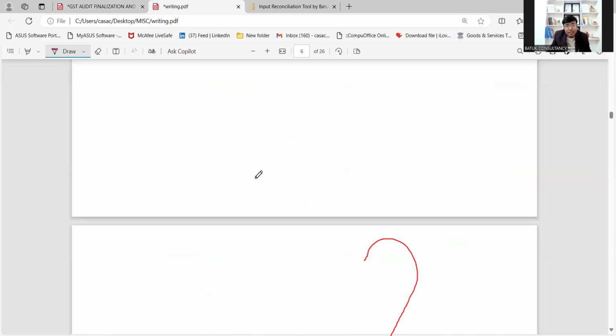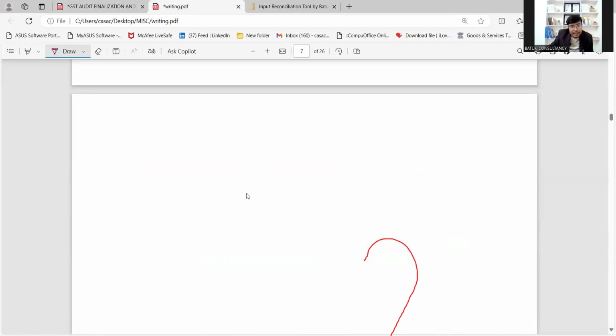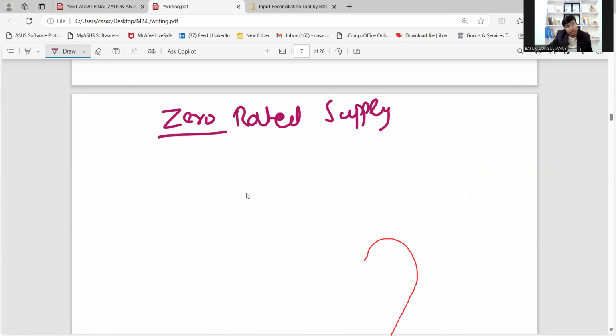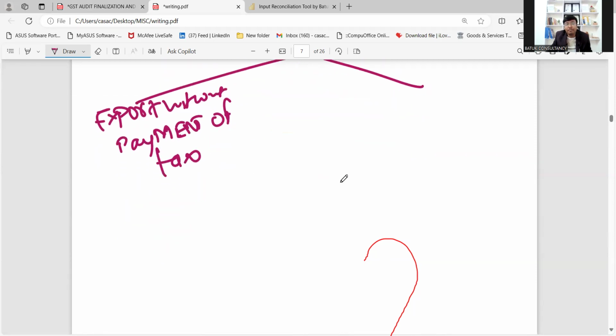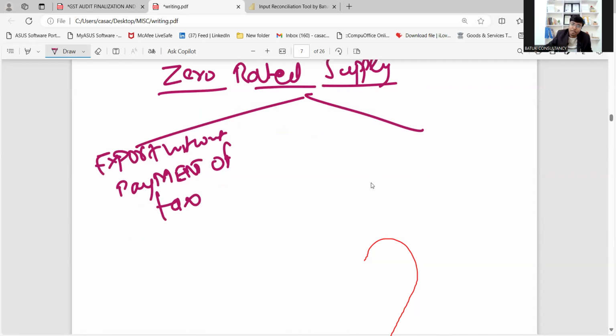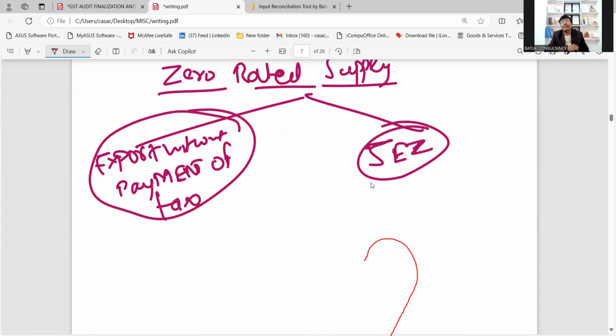Sir, what type of supply is to be classified as zero rated supply? One is my export, without payment of tax, and another is my supply to special economic zone. These two types of supplies are to be classified as zero rated.